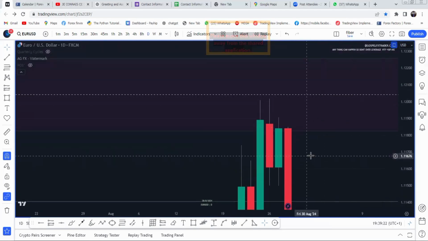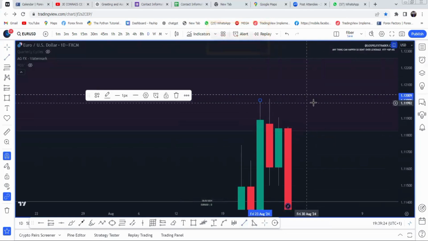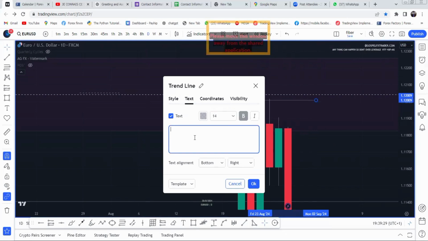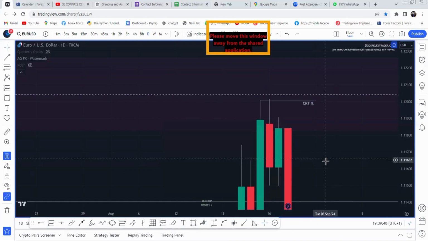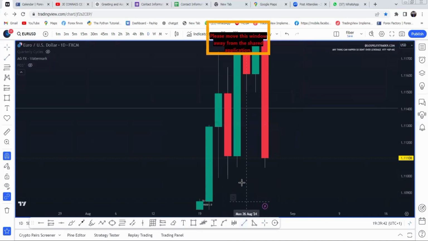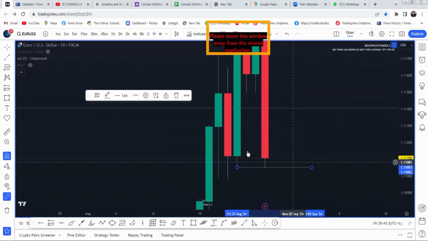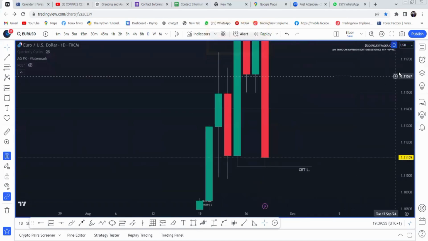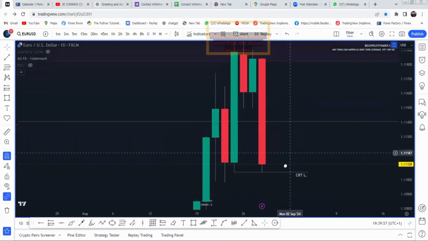Now first and foremost, we mark the high of the candle. This is the high of this candle. We mark it to the right, and then we say that's our CRT candle, so it's our CRT high. Then we also have to mark the low of the candle to be our CRT low. That's the candle we have selected to be our CRT candle. Why? Because it has a wider range and it's the candle that tapped into our key level. So we have the CRT low, we have the CRT high.